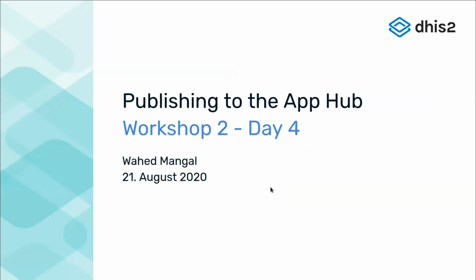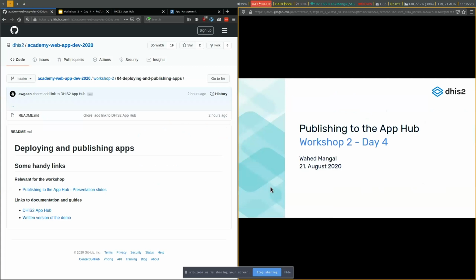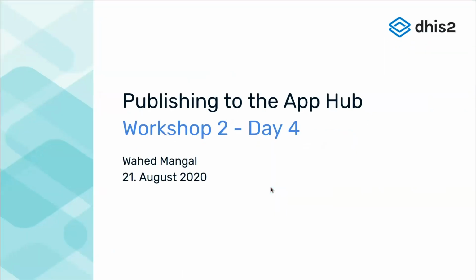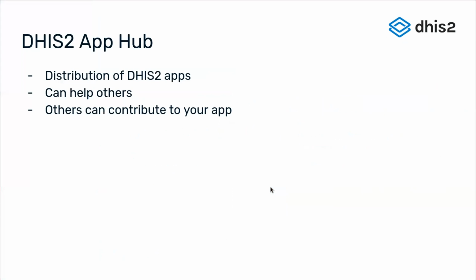So Austin showed how we could initialize a DHIS2 app, how we could build it and deploy it manually to an instance. But that's just part of the path we can go. We can also publish it to the DHIS2 app hub, which is an app registry where we can upload our own apps, and then we can distribute them to other DHIS2 users. This way we can help others, and the more people that are using our app, the more feedback we get back, and we can make our app better that way.